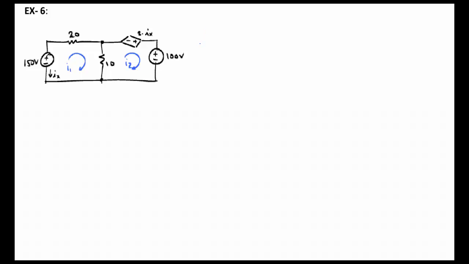We're going to write a KVL equation for each mesh, starting with mesh 1. And we shouldn't expect anything to change for mesh 1, but let's go ahead and write this. So I have minus 150 volts. I'm starting in the bottom left corner and going clockwise.